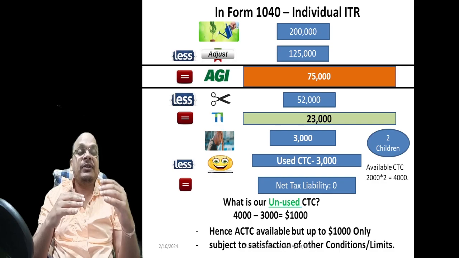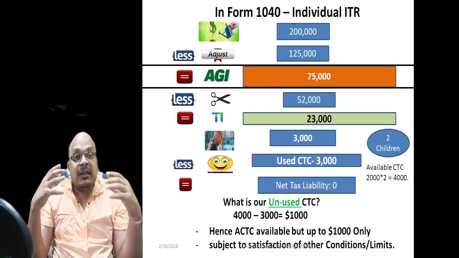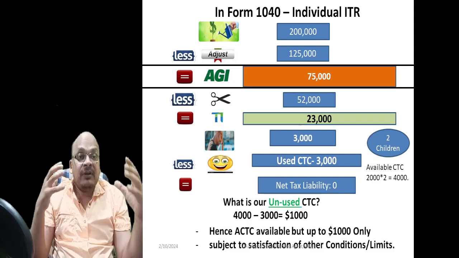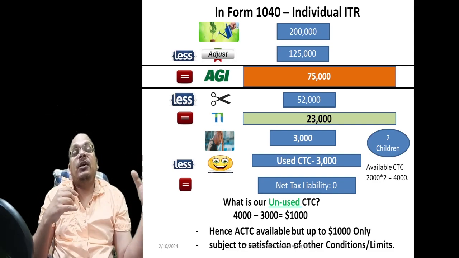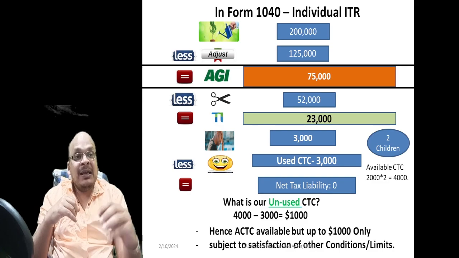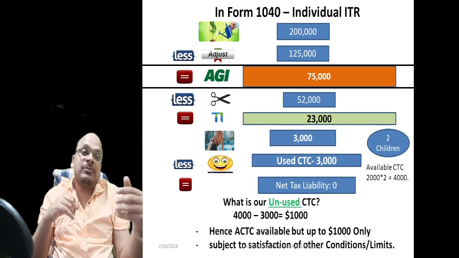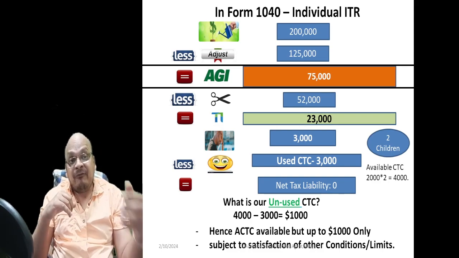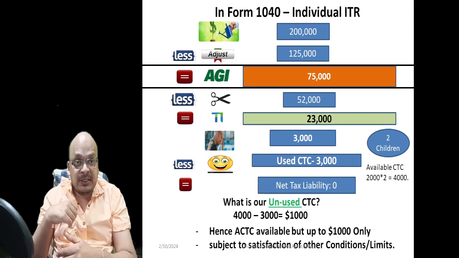You cannot straight away say here that the taxpayer is eligible for a $1,000 refund, because there are several other limiting factors attached to the additional child tax credit, and a proper calculation has to be done to find out the maximum amount that the taxpayer is eligible for as a refund against the additional child tax credit, right?